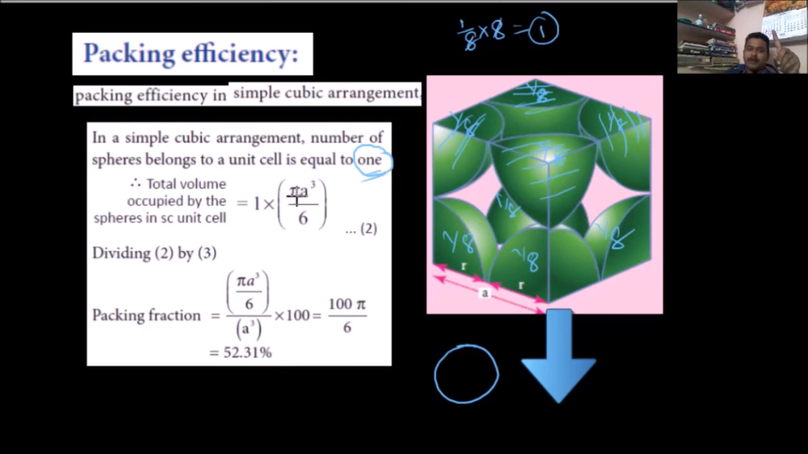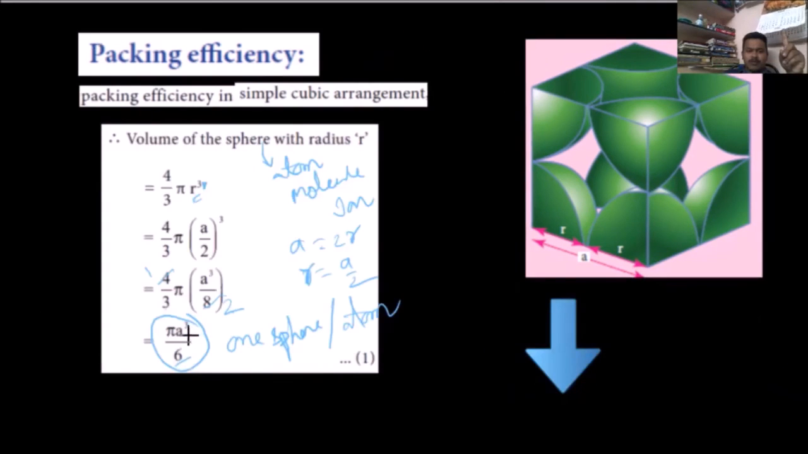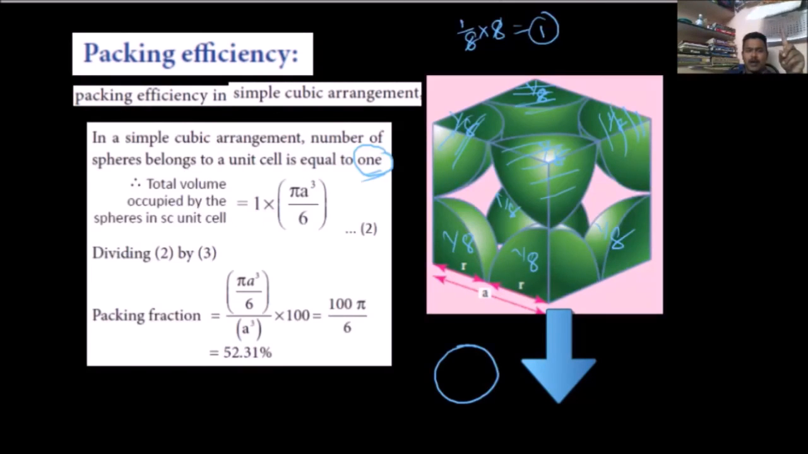So we know from the last slide that the volume of one sphere is pi a cube by 6. How many atoms are there? One atom in a simple cubic system. Multiplying by pi a cube by 6, the same number will come. Now what is our formula? Packing fraction means the total volume occupied by the spheres in the unit cell, divided by the volume of the unit cell. How many spheres? One sphere. The edge length is a, so the volume is a cube. So this by this into 100.